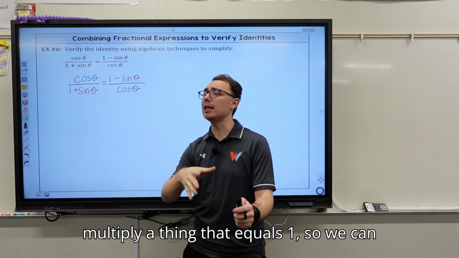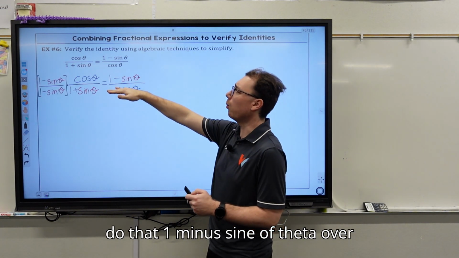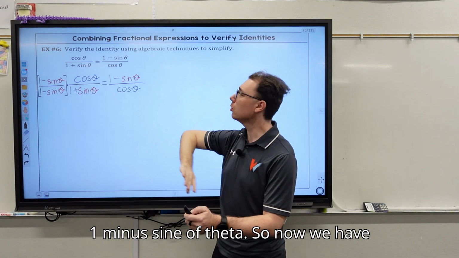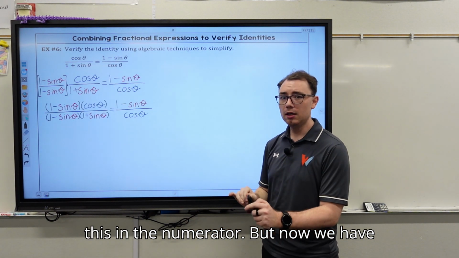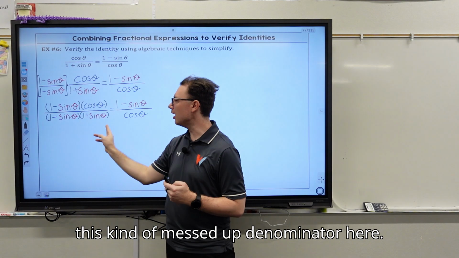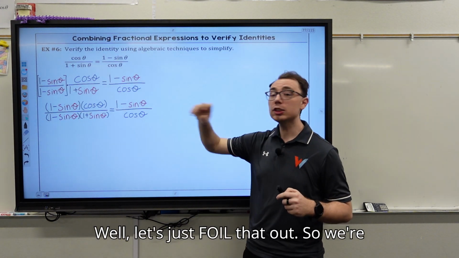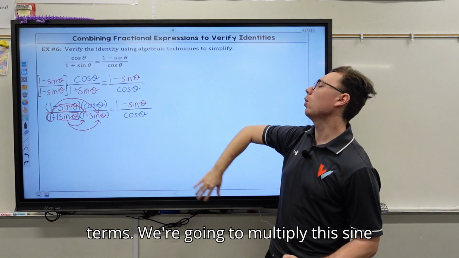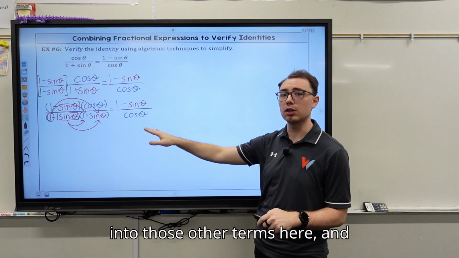Let's just multiply by a thing that equals 1. So we can do that: 1 minus sine of theta over 1 minus sine of theta. So now we have this in the numerator, but now we have this kind of messed up denominator here. Well, let's just FOIL that out. So we're going to multiply that 1 into those other terms. We're going to multiply this sine into those other terms here.